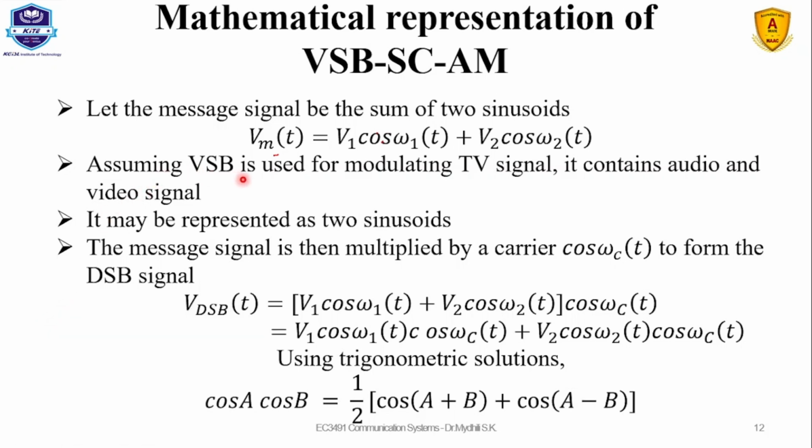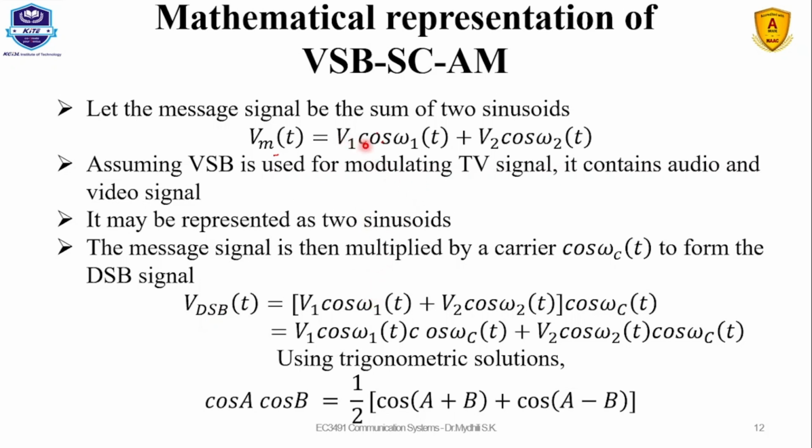Now, assuming vestigial sideband is used for modulating a TV signal, it contains audio as well as video signal. So, this can be represented as two sinusoids again. Hence, the message signal is then multiplied by the carrier, which is nothing but cos omega_c t, to form the double sideband signal. Double sideband is nothing but multiplying the message signal with the carrier signal.